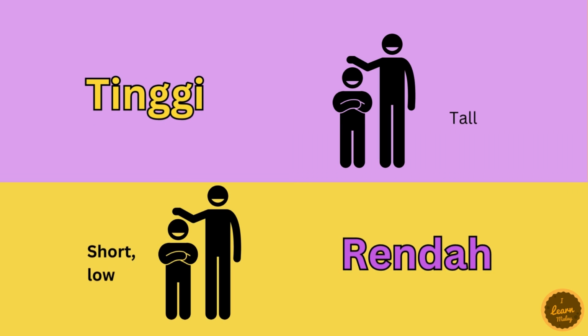And the final pair of opposite words in today's lesson are tinggi, rendah. Tinggi means tall. Rendah means short or low.